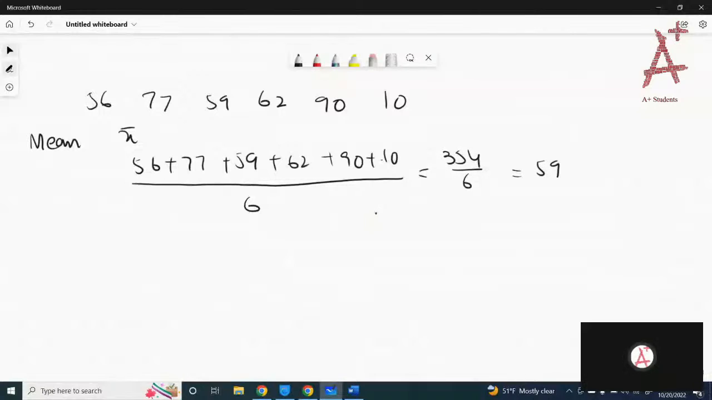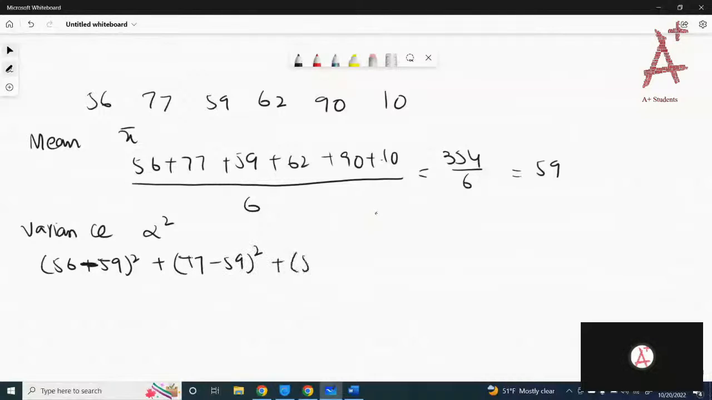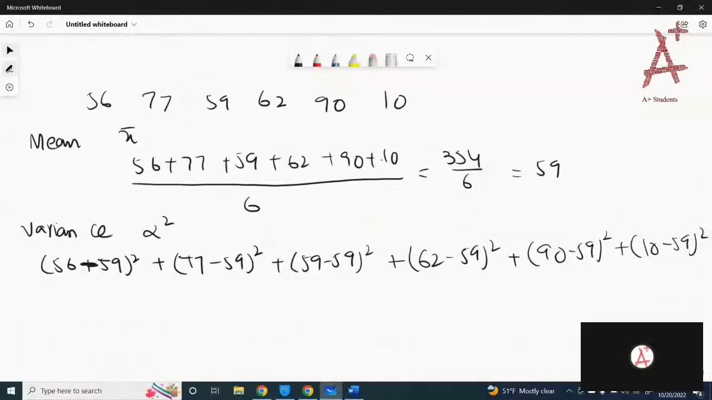Got it? Now for the second step, we have to calculate the variance. For the variance, we subtract that 59 from all the values. Got it? And then we calculate the squares and sum the values: 56 minus 59 squared plus 77 minus 59 squared plus 59 minus 59 squared plus 62 minus 59 squared plus 90 minus 59 squared and plus 10 minus 59 squared. Got it? Just calculate all the values and their squares as well.